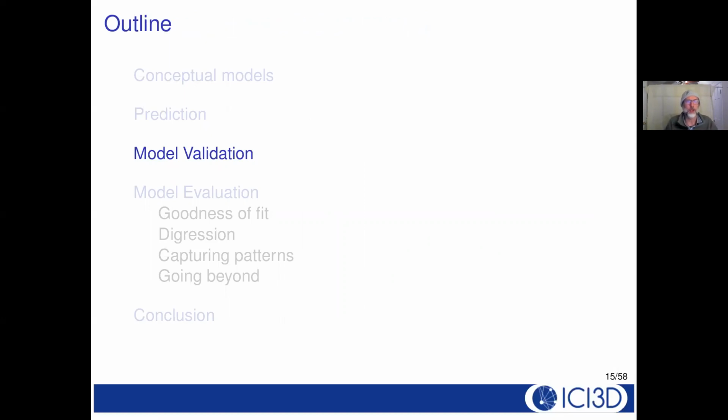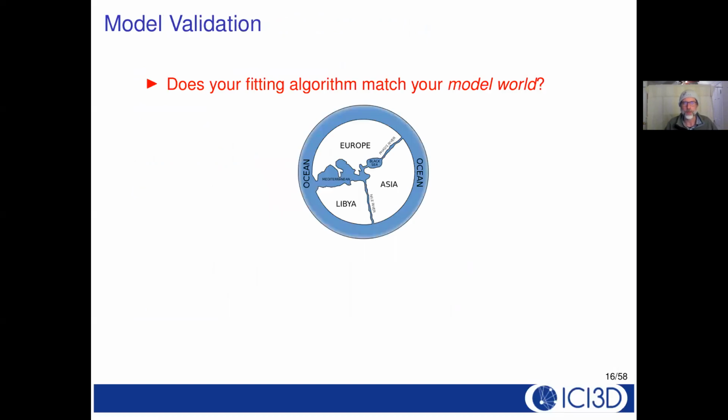Now I want to jump to the idea of validating a model inside a model world. I really like this idea. I really like the abstraction of model worlds. And we're now assuming that we want to do a statistical fit to a model. So we have data, we're fitting a model to it. We want to evaluate that fit, or we want to infer parameters.